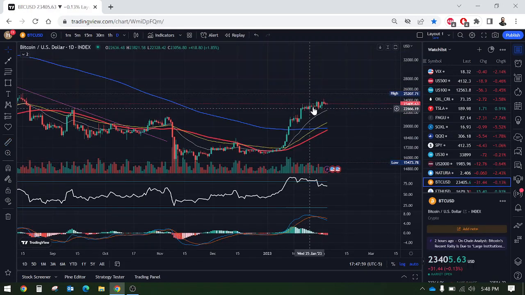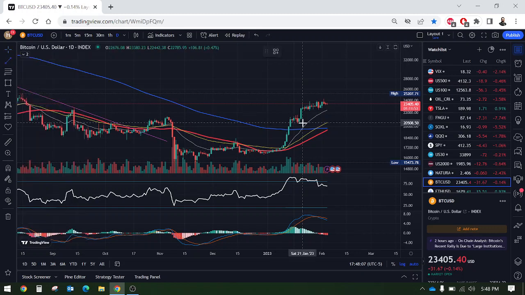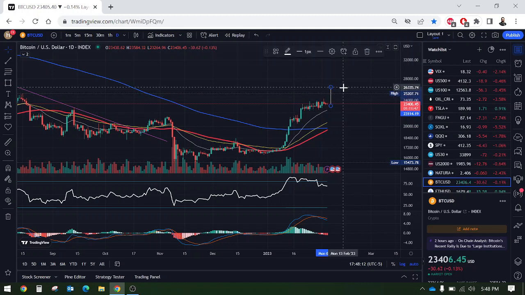Bitcoin is consolidating here like a flag. It can break higher anytime. If next week we see some bounce, there's a flag here. If it breaks, we can easily hit around 26,000. Okay, keep that in mind. And Ethereum will go with that.